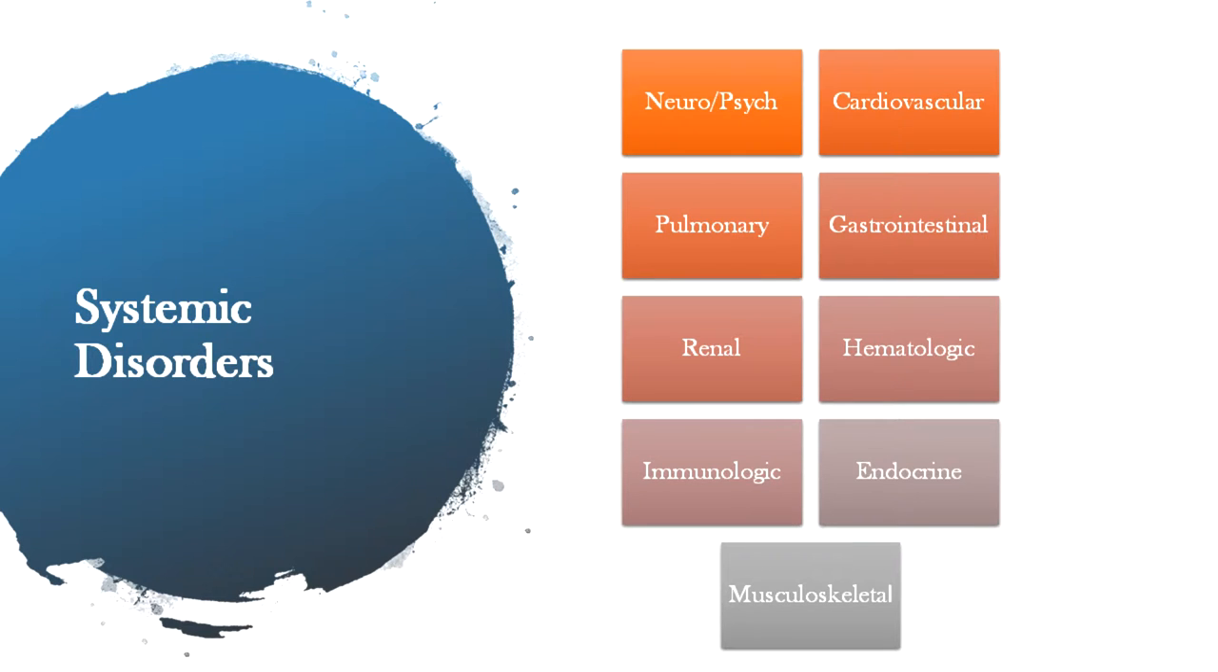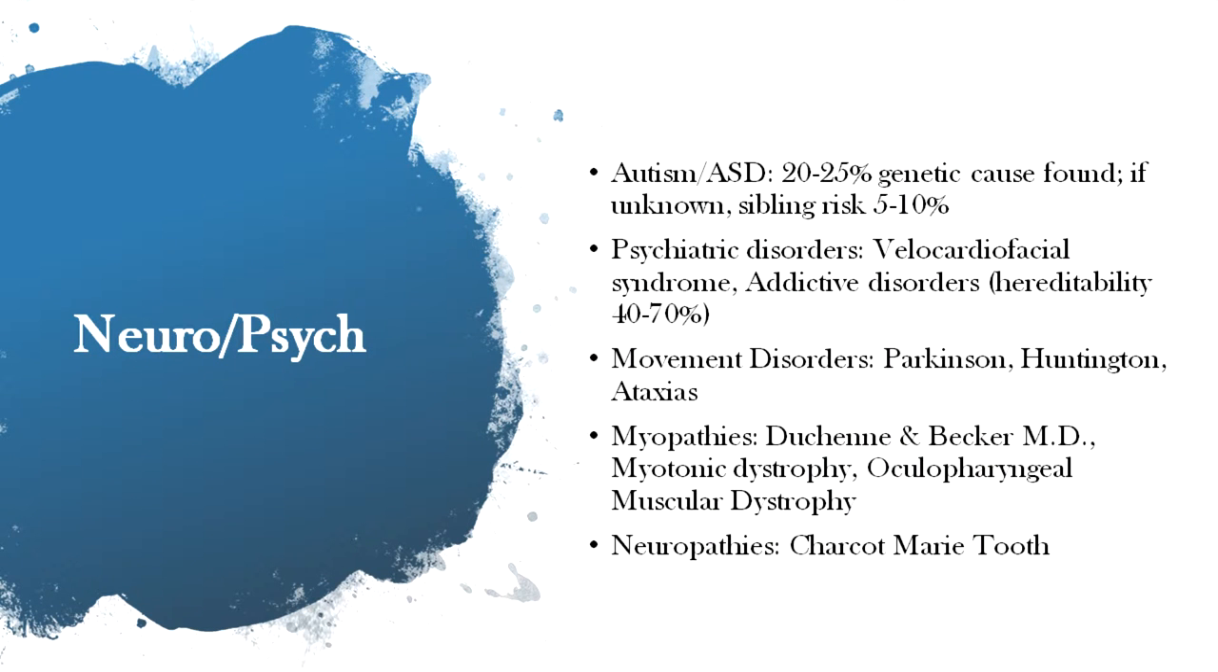All right, so we're kind of switching gears now, and we're talking about how we apply genetic testing to other conditions outside of cancer. We're talking about systemic disorders. It encompasses neuropsych, cardiovascular, pulmonary, any part of the body you can think of. So when you talk about neuro or psychiatric testing, we think of autism or autism spectrum disorder in children. We know that 20 to 25% have a genetic cause. We find it. But if we don't, there's still a 5 to 10% risk for their siblings. Psychiatric disorders are rampant in certain conditions like velocardiofacial syndrome, which is a microdeletion syndrome of 22q11.2. And that has like a 20% lifetime risk for psychiatric disorders. And addictive disorders have a heritability component of 70%. We haven't fine-tuned the actual genes as far as putting that in a clinical aspect, but we know it exists.